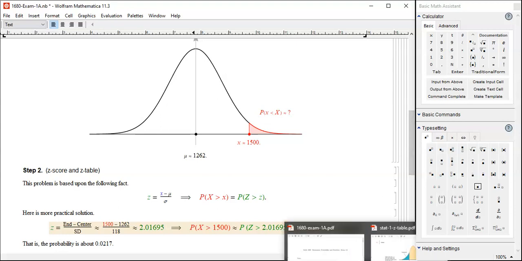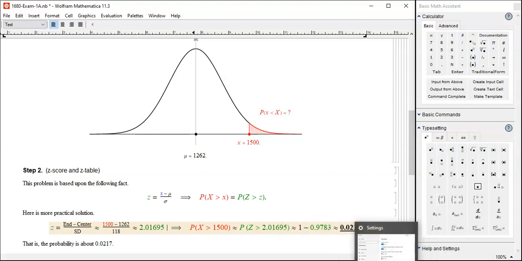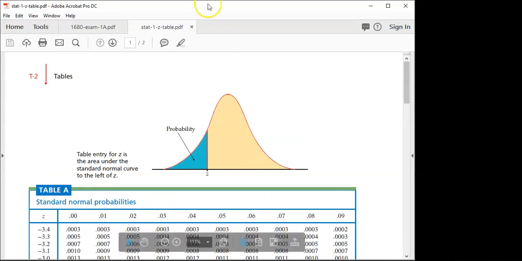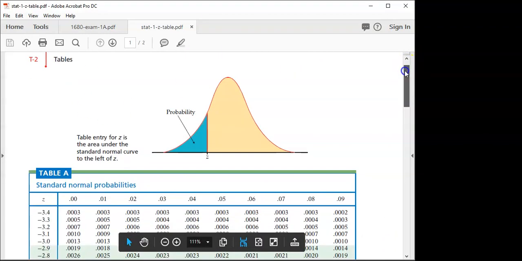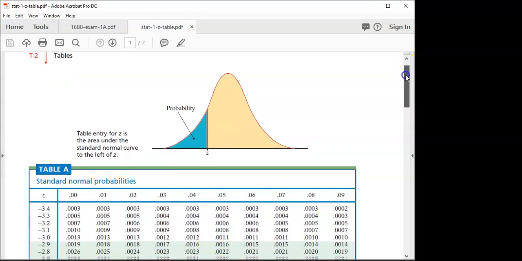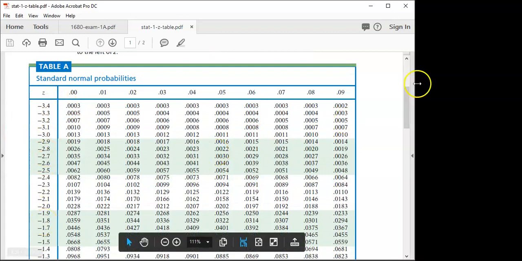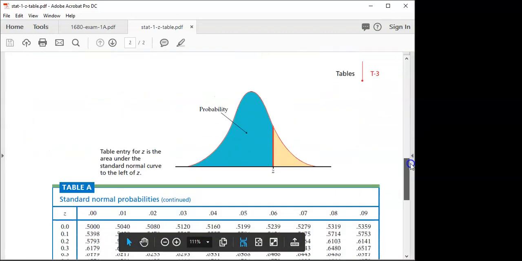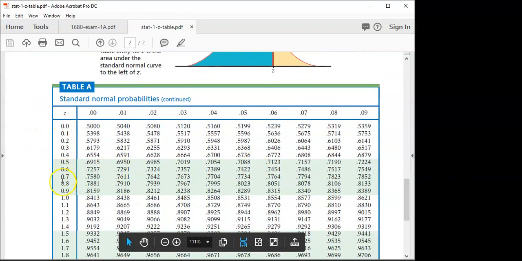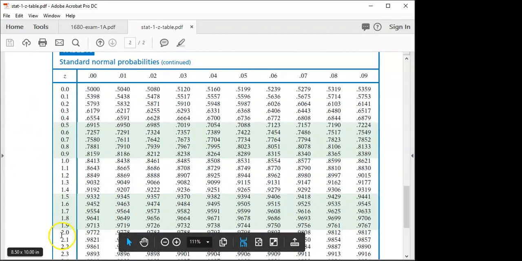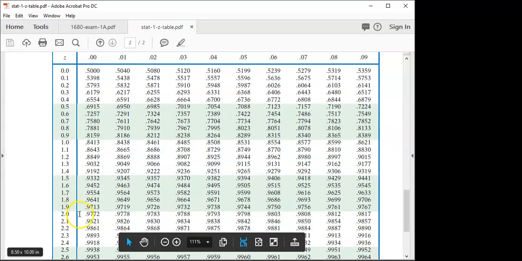Let's go to the table. Of course, this table will be provided for you. How do you find it? Let's go to the z-score of 2.02. All these are negatives, so you'll have to go to the next page. 1 point something, go down further. 2.0, okay, here we go. 2.00, 2.01, 2.02, here we go. 0.9783.